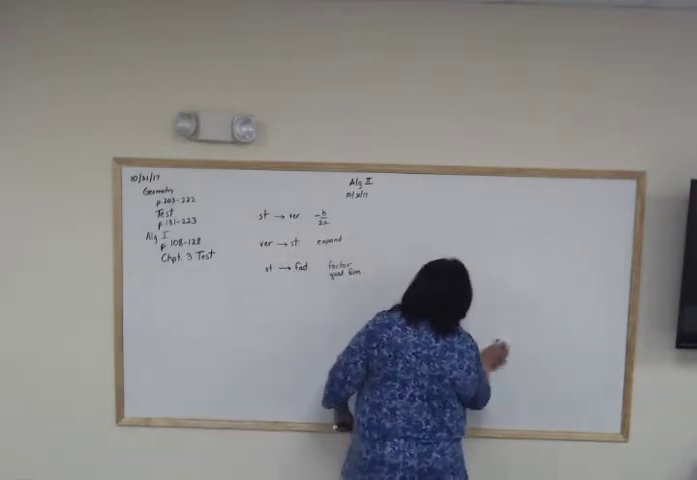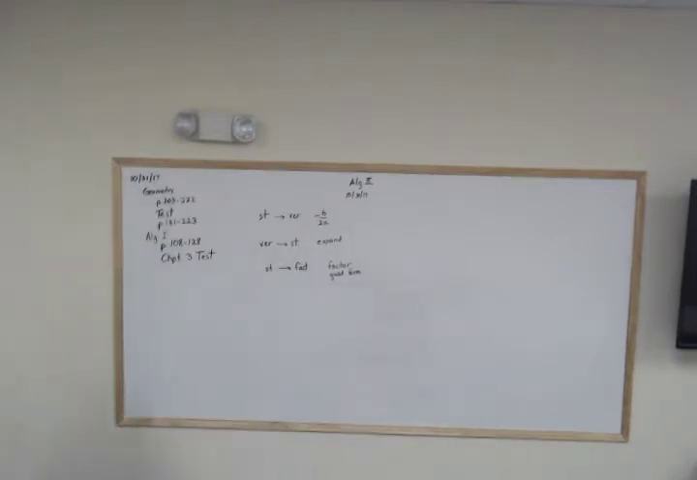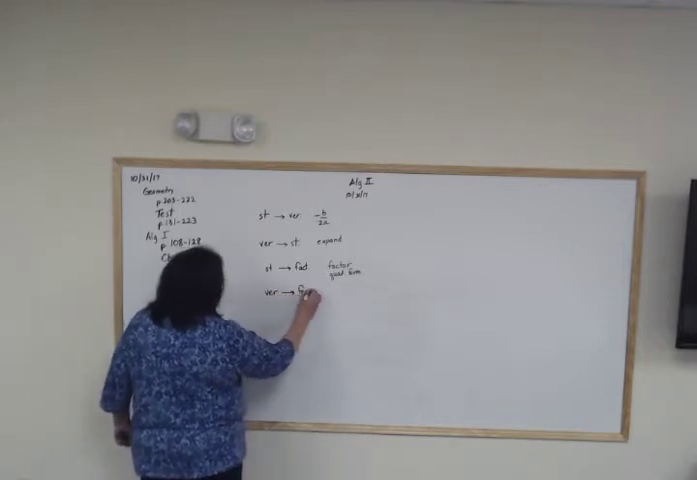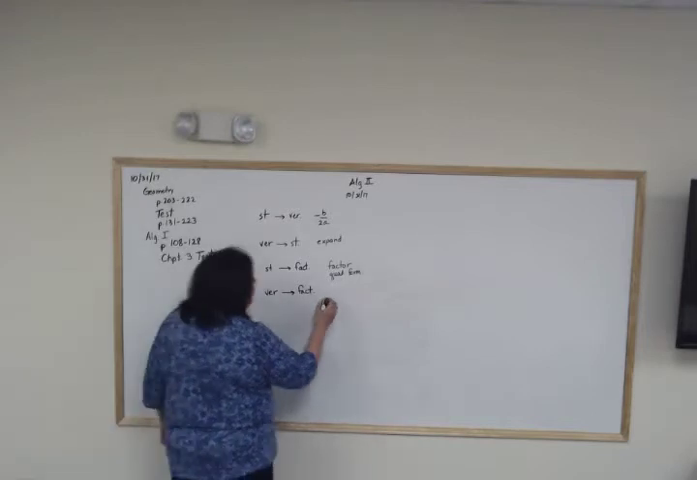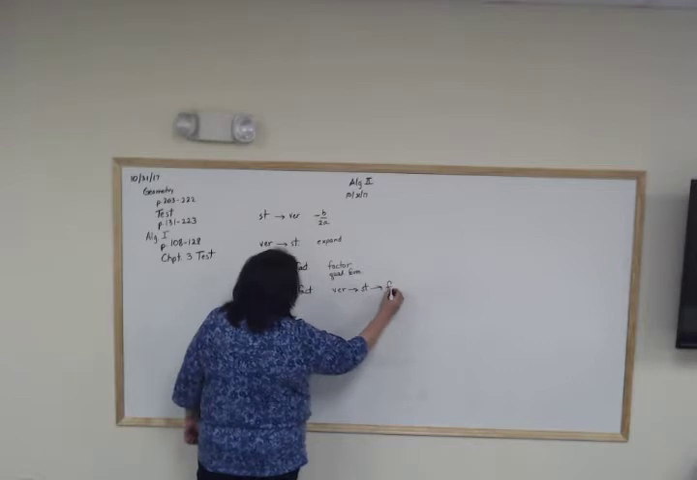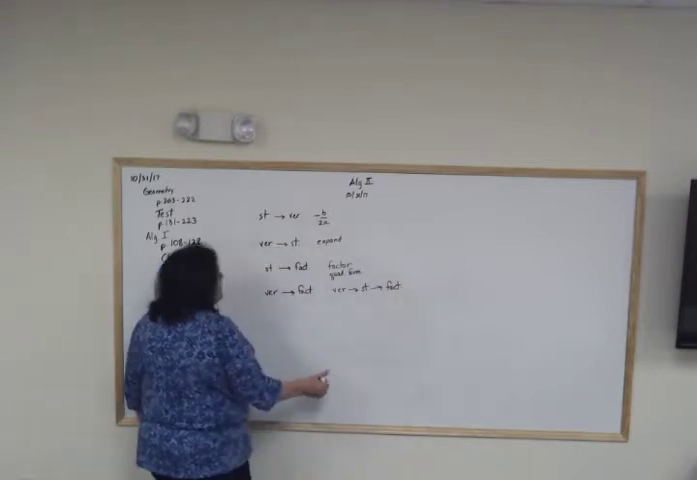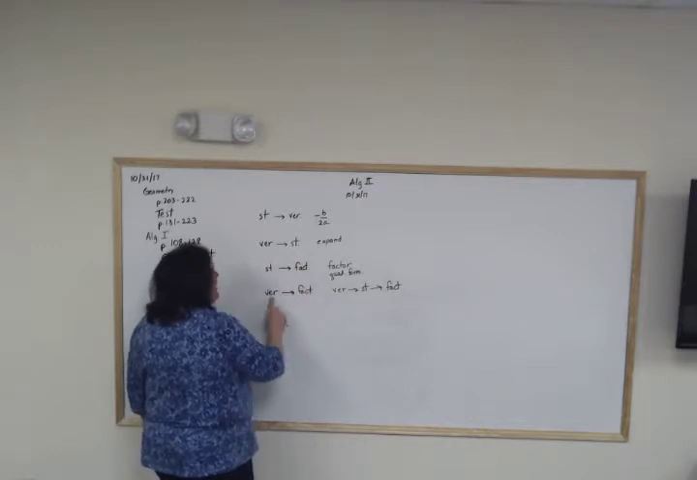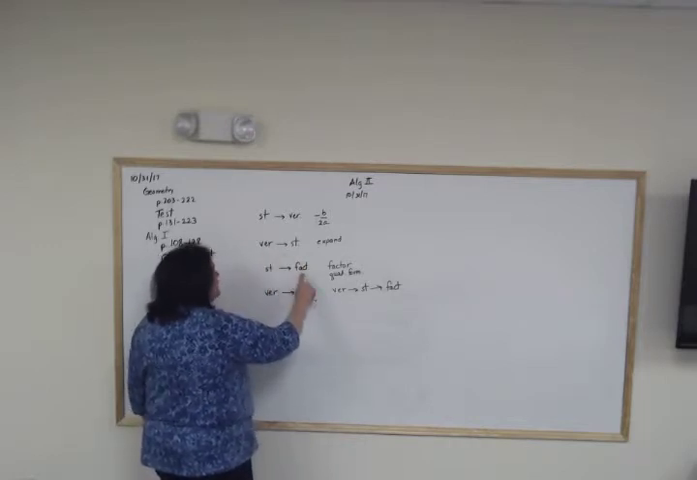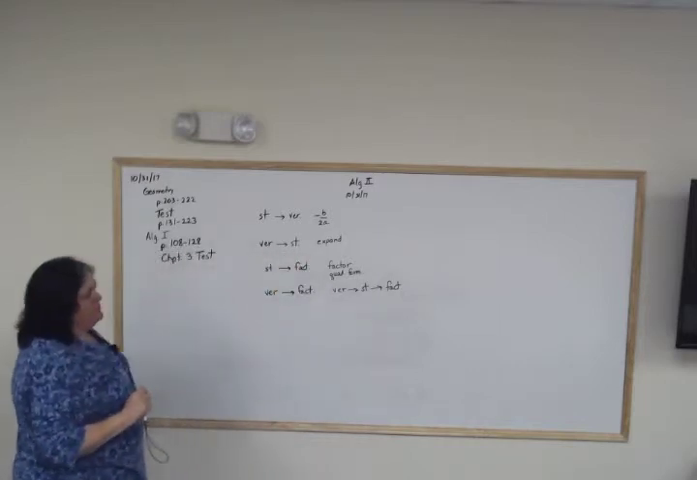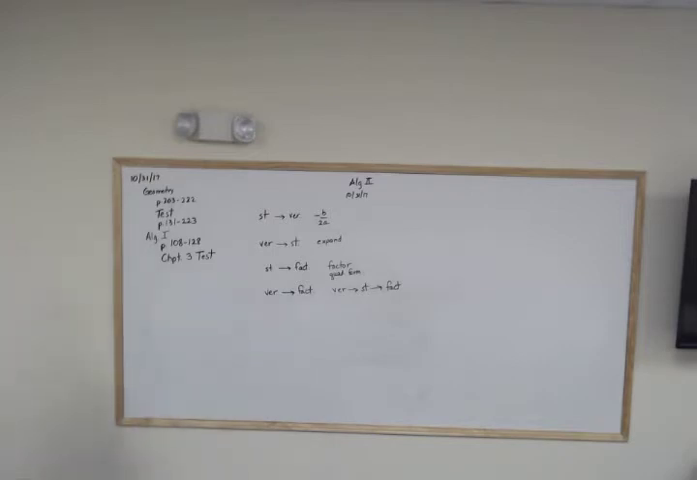Now, to go from vertex form to factored form, you first have to go from vertex to standard, and then from standard to factored. We know how to go from vertex to standard, and we know how to go from standard to factored. That's how we go from vertex to factored. Does that make sense?